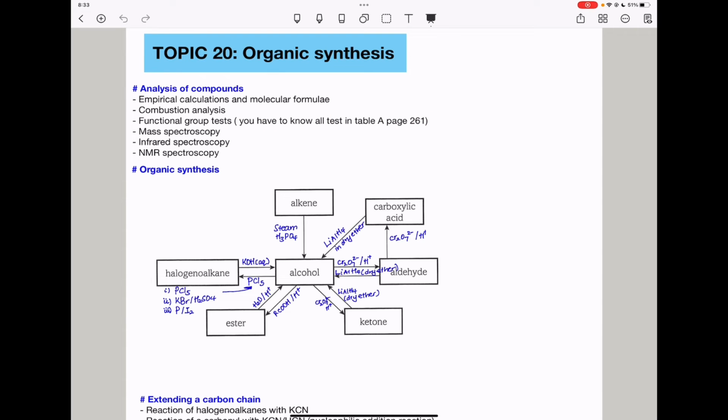They can ask you about mass spectroscopy. Talked about this in Unit 4. They can ask you about infrared spectroscopy. You also talked about this, as well as NMR spectroscopy. This was talked about in Unit 4. That was talked about in AS. Ensure you fully revisit those topics and understand because questions can be asked about them.